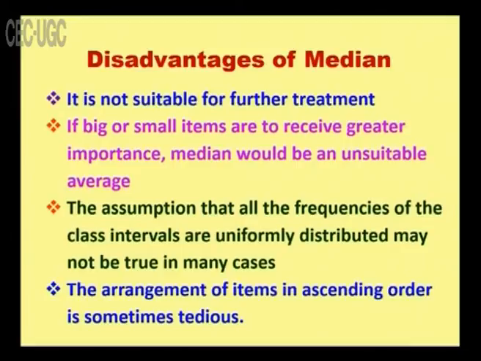And what are the disadvantages? It is not suitable for further treatment, as in the case of mode, we cannot use it for further analysis. If big or small items are to receive greater importance, the median would be an unsuitable average. The assumption that all the frequencies of the class intervals are uniformly distributed may not be true in many cases. The arrangement of items in ascending order is sometimes tedious, because if the number of items is small, some 5, 10, something like that, we can easily arrange. But if the number of items is large, then it is very difficult to arrange them in order, and therefore it is somewhat tedious.